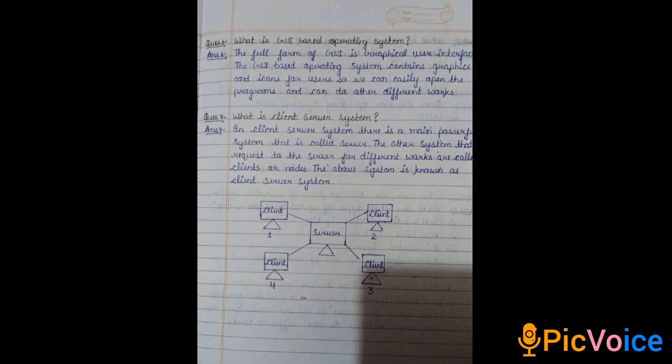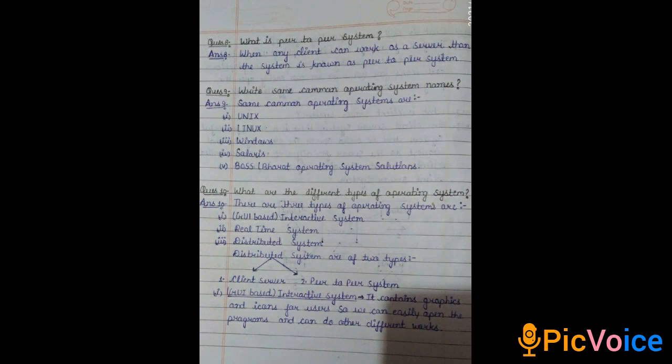After that, the next question was, what is the client server system? In a client server system there is a main powerful computer system known as the server, and other systems that are connected to the server and request the server for different works are called the clients. In the same way, suppose in a class there is a teacher and there are students, and the teacher serves the students, then the teacher is known as the server and the students are known as the clients.